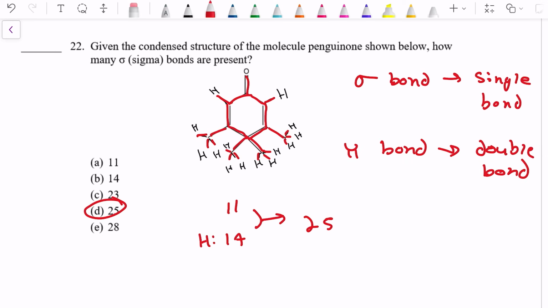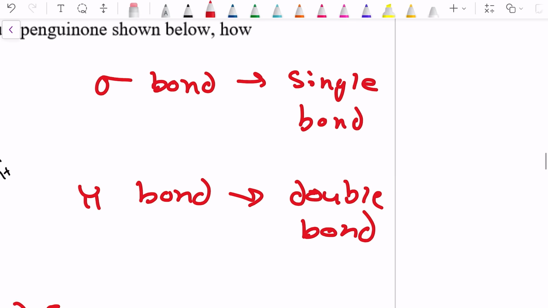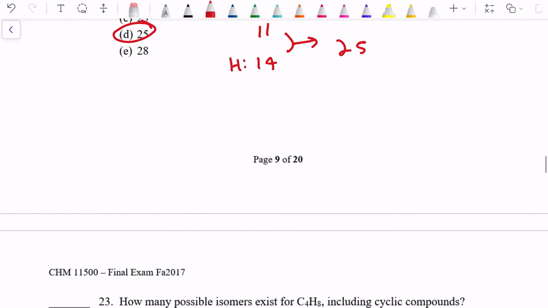22D. So the trick here is being able to write in implied hydrogens onto an organic molecule. And you need to know that carbons form 4 bonds. And also that a sigma bond is a single bond and a pi bond is a double bond.